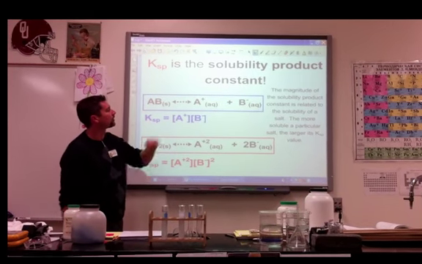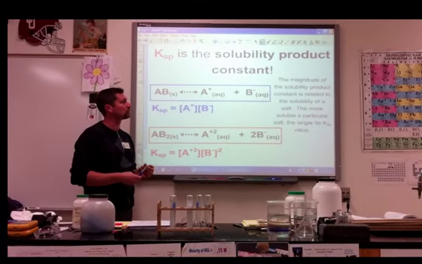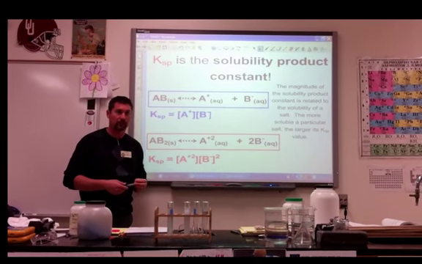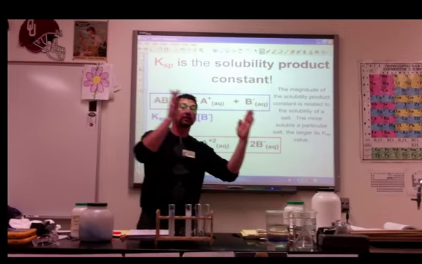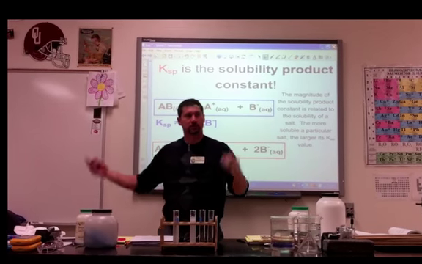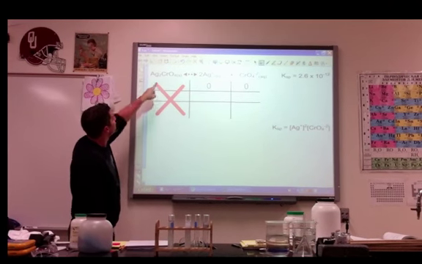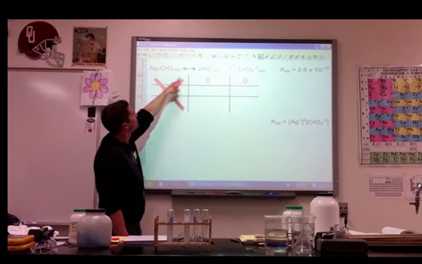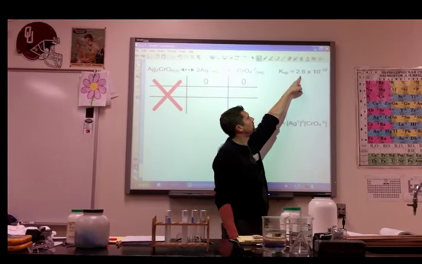Okay. This little thing over here says the magnitude of the solubility product constant is related to the solubility of the salt. Meaning, the larger the K value, the more soluble. The smaller the K value, the less soluble. Okay? Alright. So here's silver chromate. Silver chromate has a Ksp value of 2.6 times 10 to the negative 12, which is freakishly what? Small.